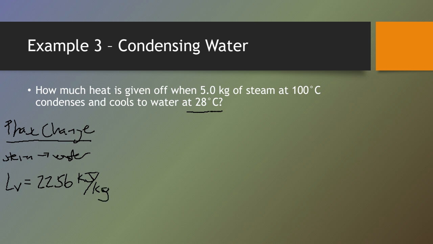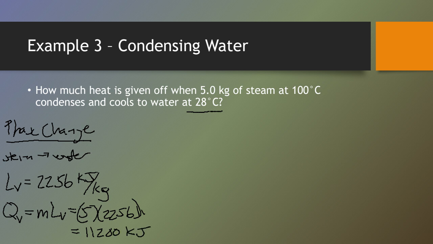So to find the energy required for the phase change, we're just going to multiply that value times the mass. And so we have 5 kilograms, 2,256 kilojoules per kilogram. And when we multiply that, our answer will be in kilojoules, and we'll have 11,280 kilojoules. So this is the energy that it would give off, or the heat that would be given off as it went from steam to water.